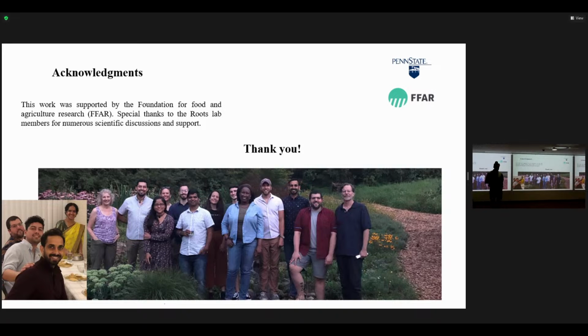Usually, as breeders, they recommend us to look for a higher biomass, root biomass. How will your results help us to define what is the optimum root biomass? That's a really good question.